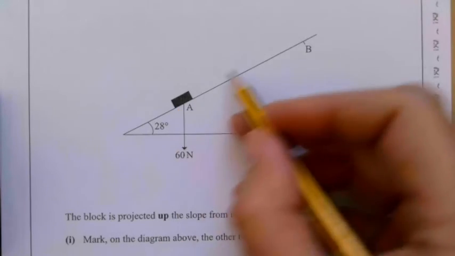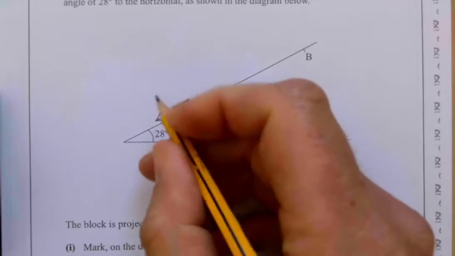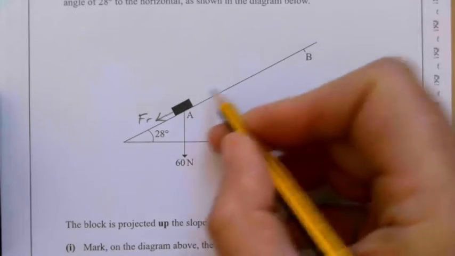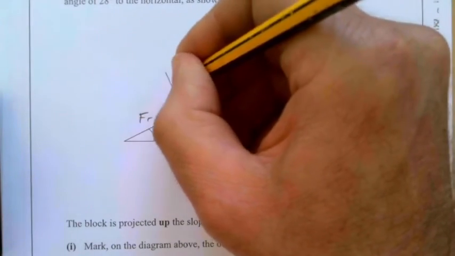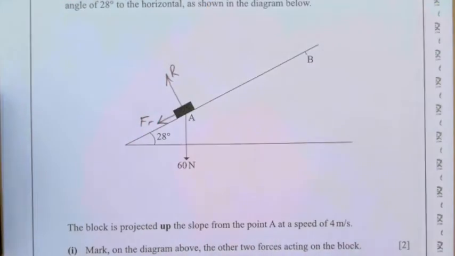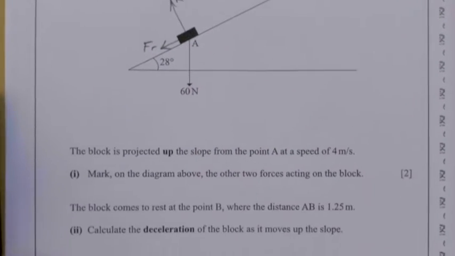So if it's being projected up, then there's a friction going down. I think this question's worded very slightly strangely, because if it's projected up, I guess there'd be a force pulling it up, but it's not asking for that. And the other thing, of course, is going to be our normal reaction acting this way here. So that's your other 2 forces.